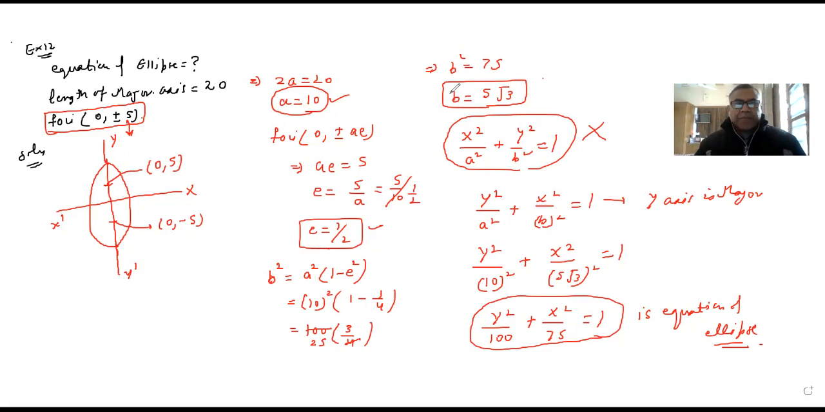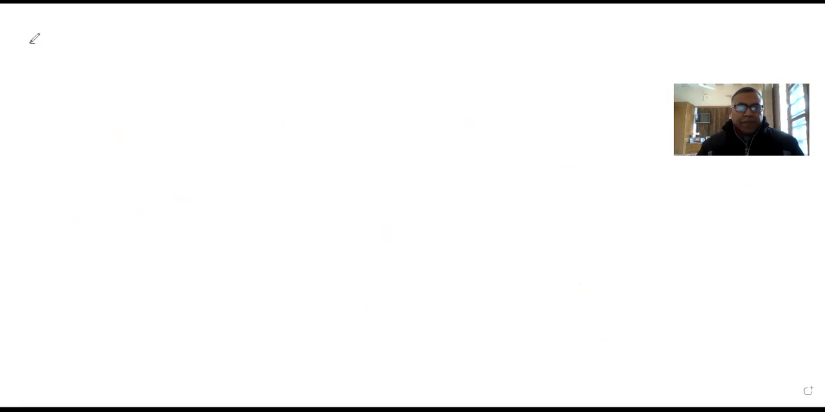Now example 13, again very important from the examination point of view. Example 13: find the equation of the ellipse. What do you have to find? Equation of the ellipse, with major axis along the x-axis.